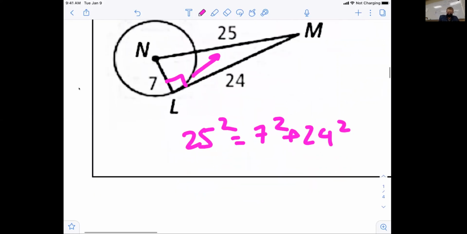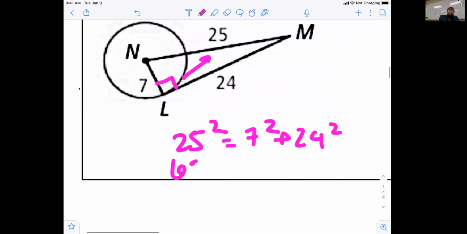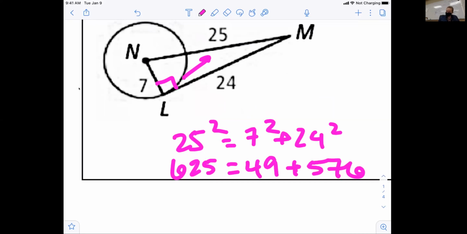And so 25 squared is 625. 7 squared is 49. And 24 squared, I don't know that one off the top of my head, is 576. We're asking, is this true? So now I'm going to add 49 to 576 to see if that's true.